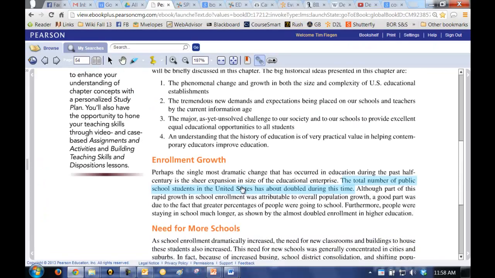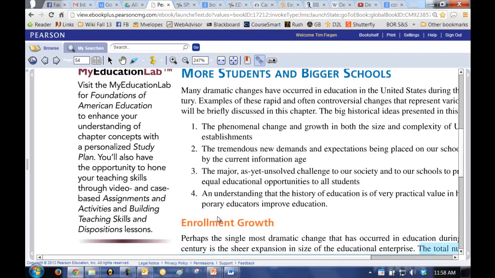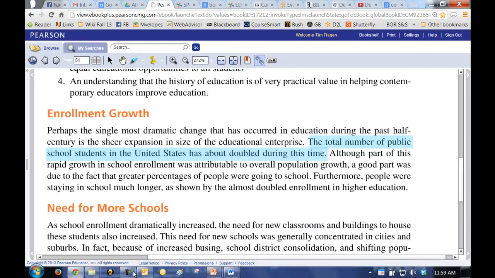First of all, the enrollment growth. I've highlighted some stuff here. Let me get this up where you can see better. As to the sheer size, the total number of public school students in the United States has about doubled in the last half century. So bring that in about enrollment growth. This nearly doubled.